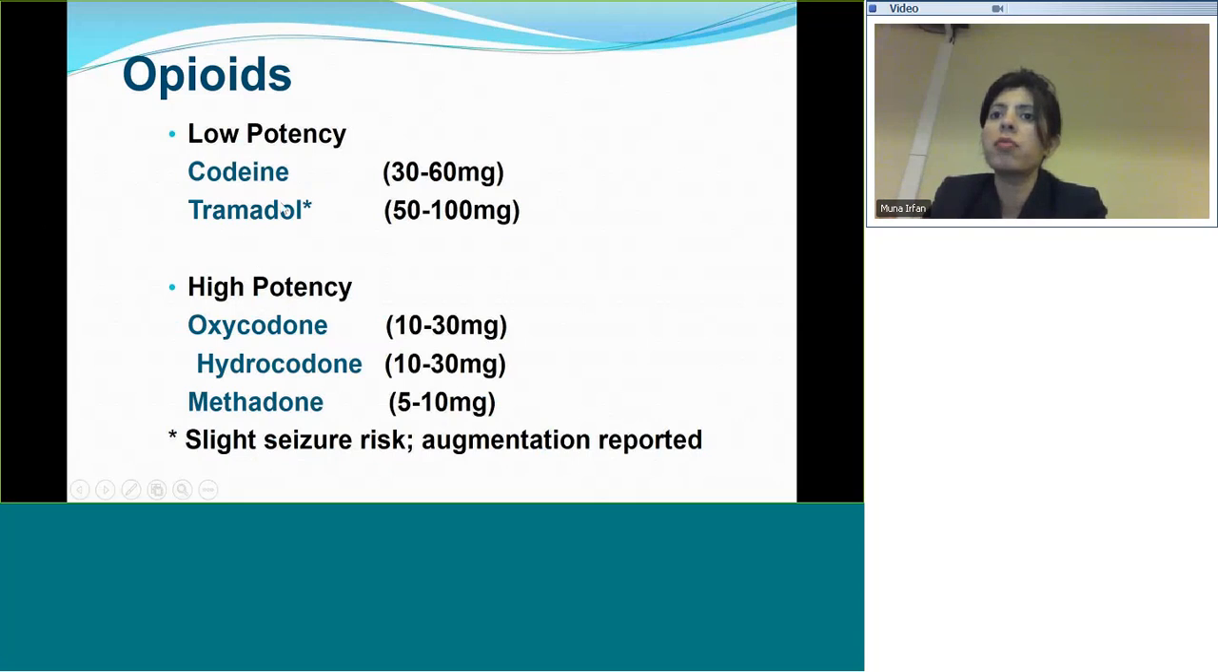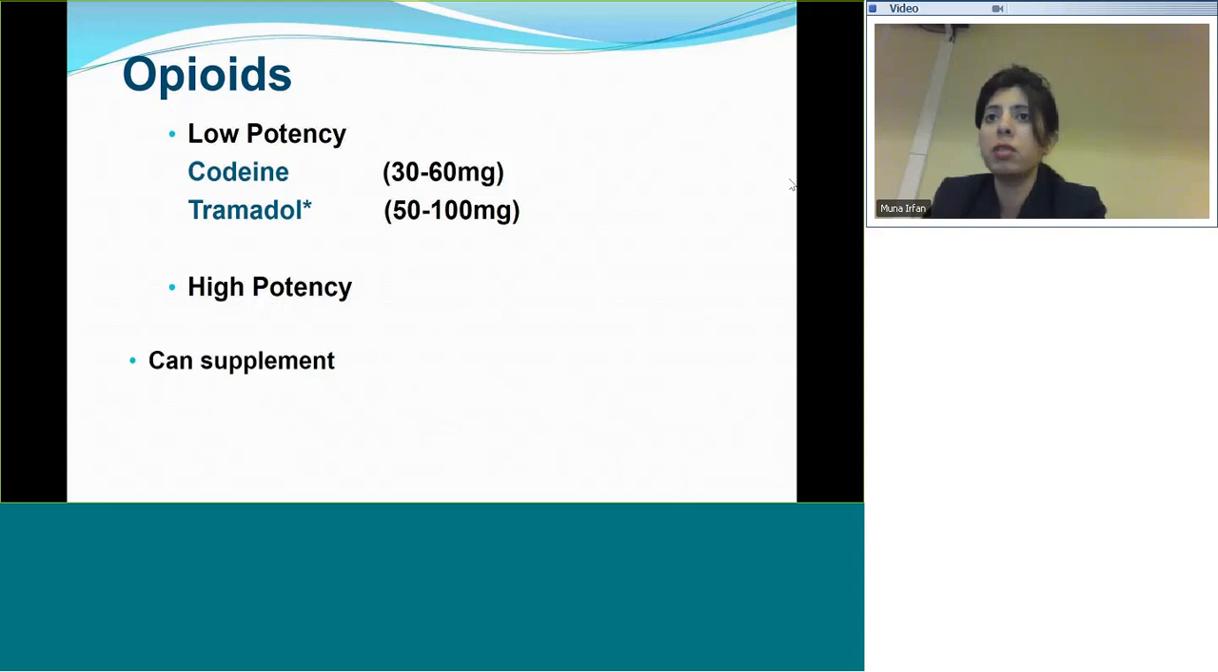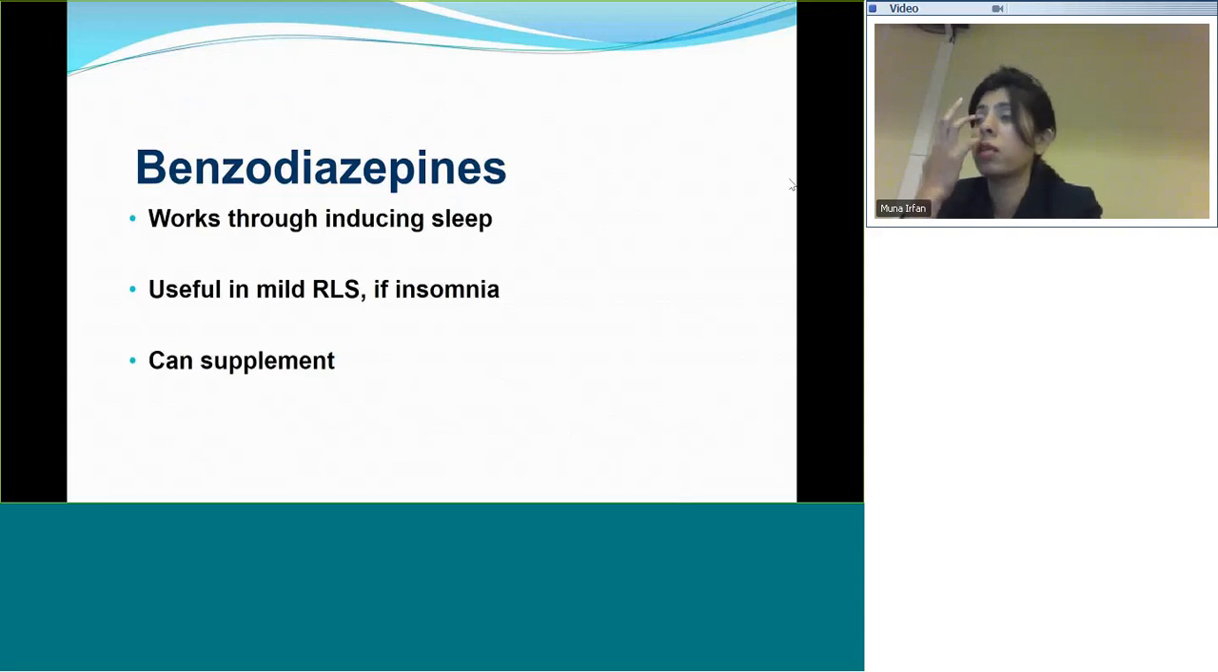Keeping in mind that the main side effect of tramadol is that it can lower seizure threshold. And then the high potency opioids include oxycodone 10 to 30, hydrocodone 10 to 30 at night, and methadone very low dose, 5 to 10, is typically enough. And I would not go above these doses. Be very careful in following these patients to assess them for the risk of habituation or addiction.